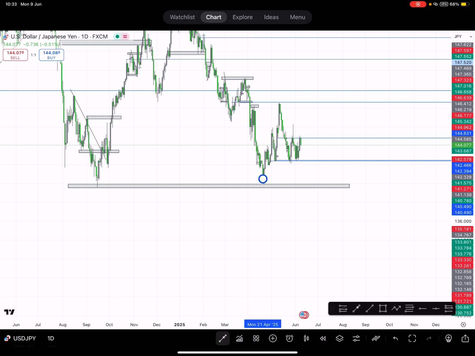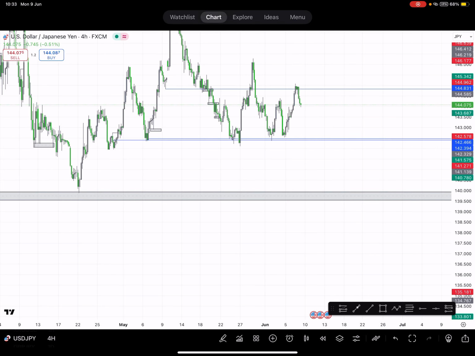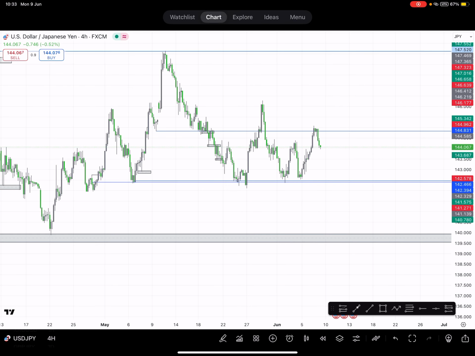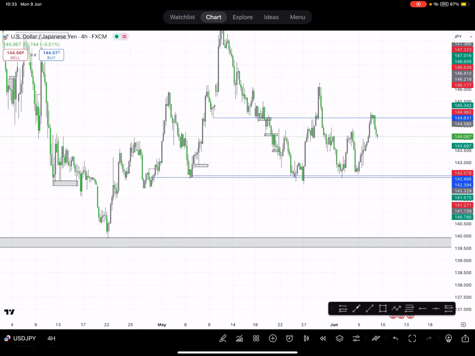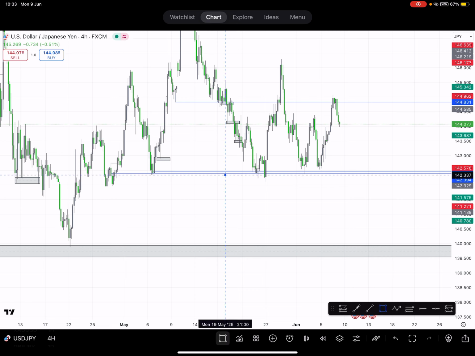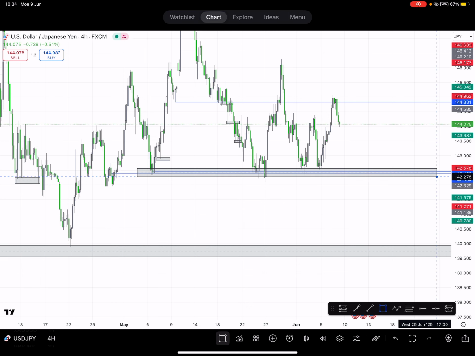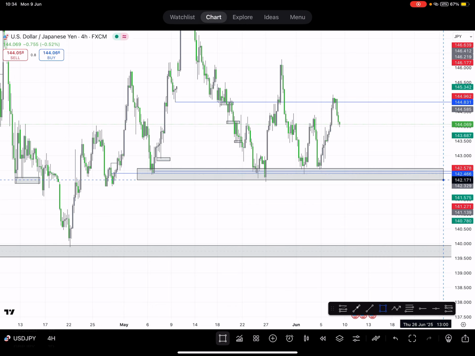So now let me switch down to my 4 hours time frame and see what's happening. So you can see clearly now at this point, there's a region here. There's like a support here. Did I say support? There's a demand here.